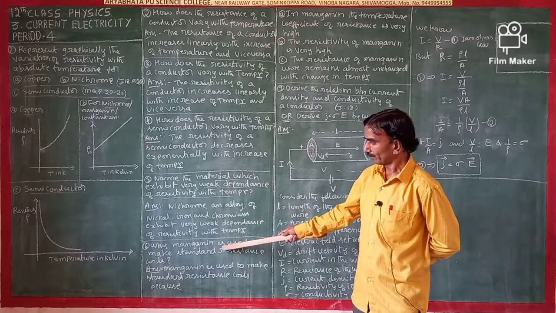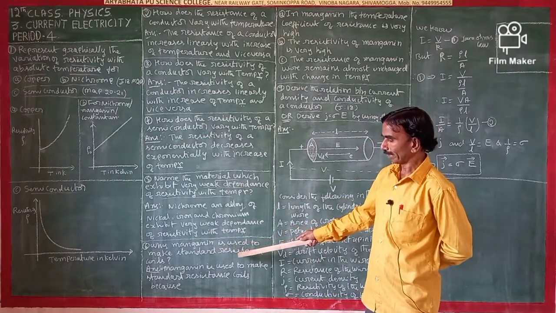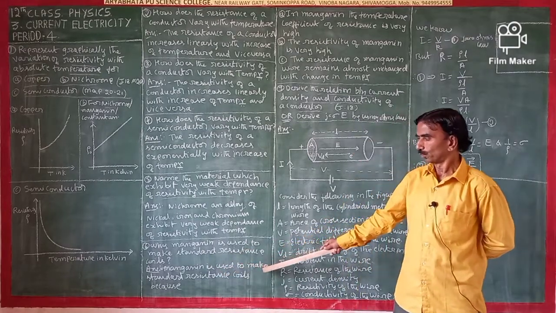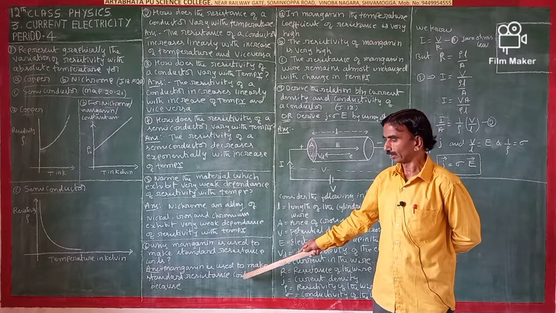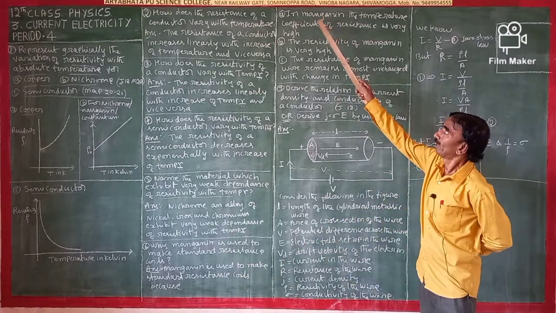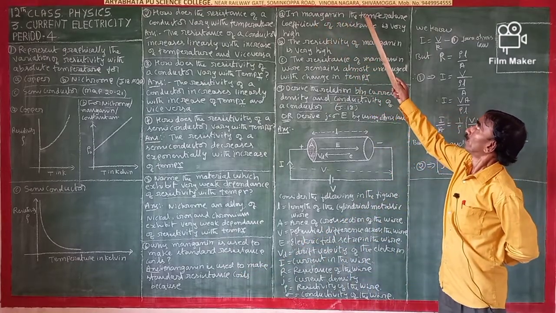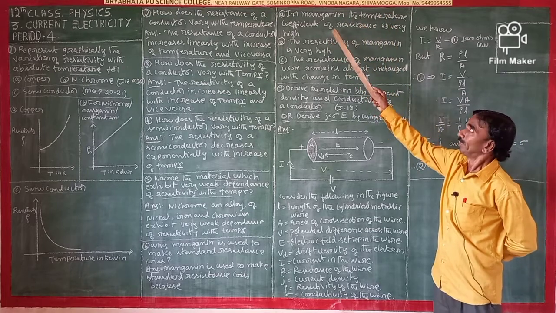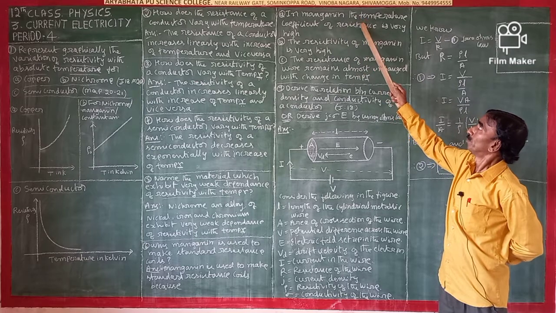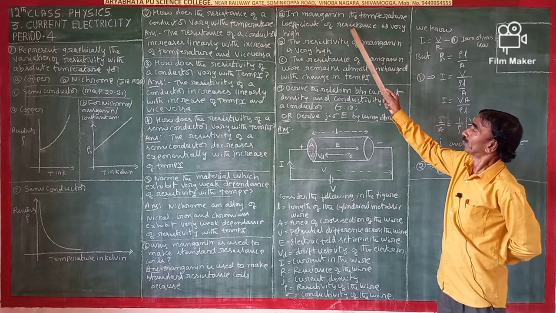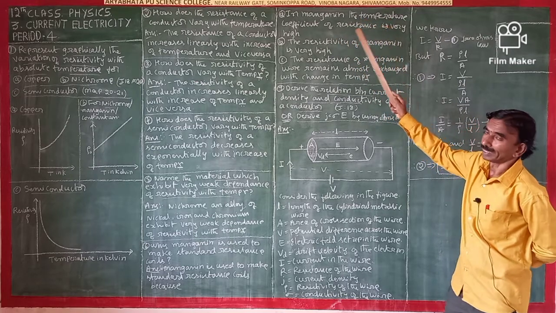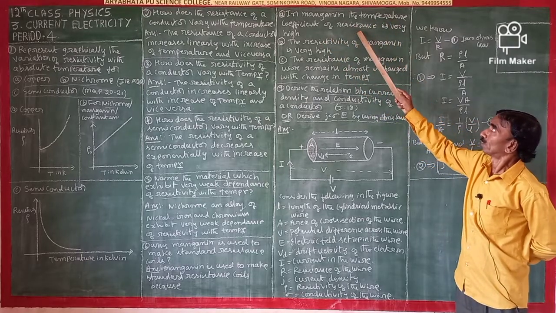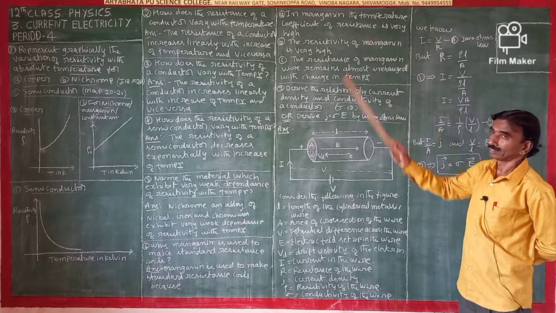Next one, why is manganese used to make standard resistance coils? Manganese is used to make standard resistance coils because in manganese the temperature coefficient of resistance is very high.